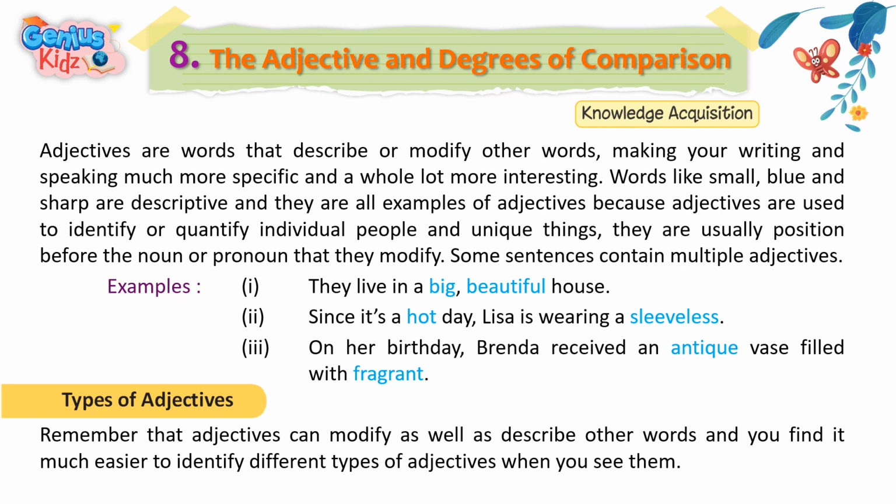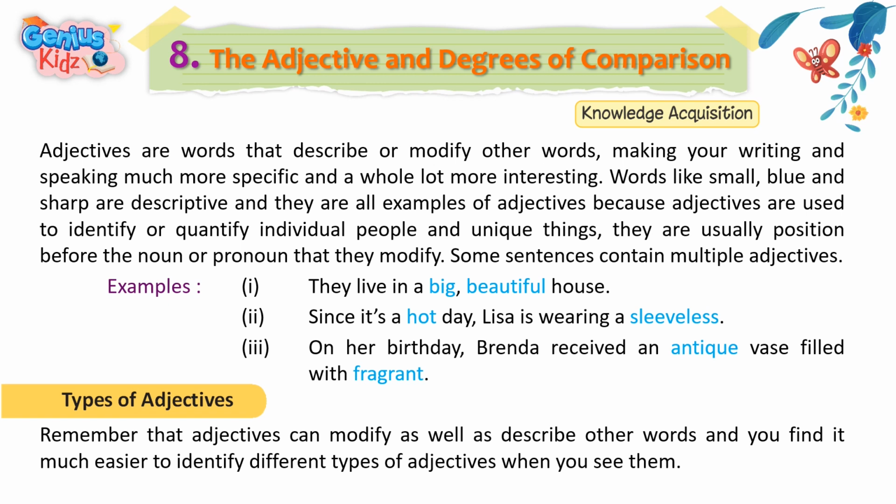Adjectives are words that describe or modify other words, making your writing and speaking much more specific and a whole lot more interesting. Words like small, blue and sharp are descriptive, and they are all examples of adjectives because adjectives are used to identify or quantify individual people and unique things. They are usually positioned before the noun or pronoun that they modify. Some sentences contain multiple adjectives.